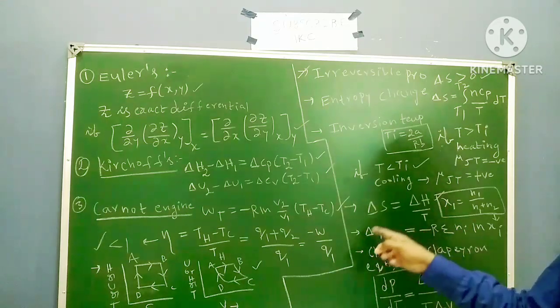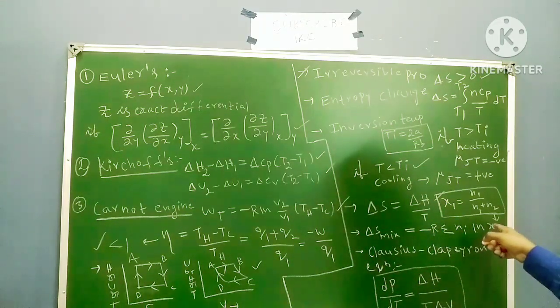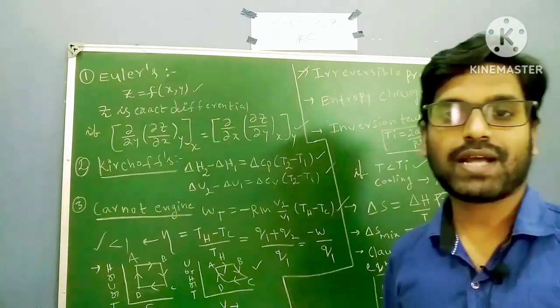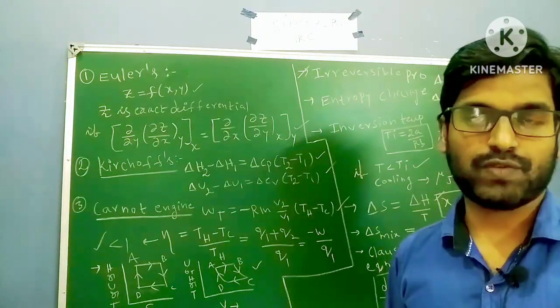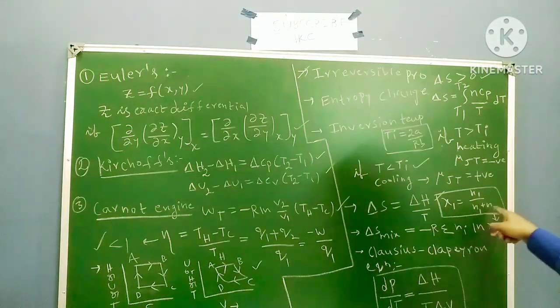Okay, so entropy change of mixing, delta S mix equal to minus R summation of Ni ln Xi. Here Xi is nothing but the mole fraction, equal to number of moles by total number of moles. Suppose you have N1 moles and N2 moles, then X1 equal to N1 by N1 plus N2. You have to use it like this.